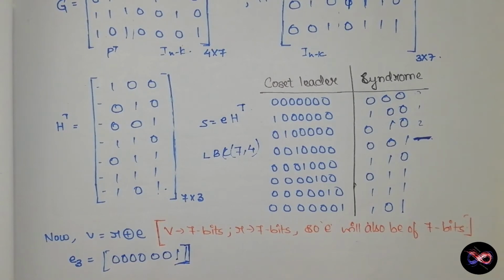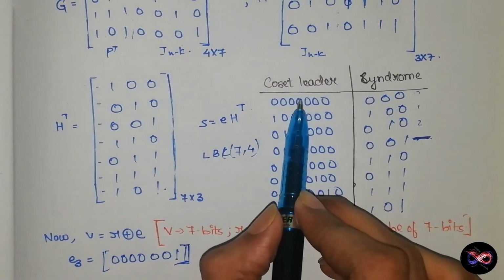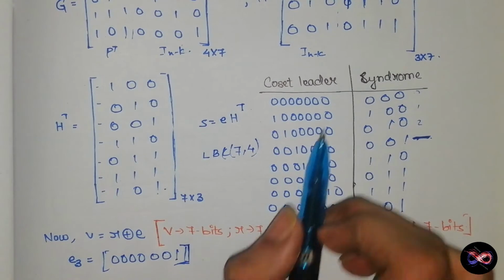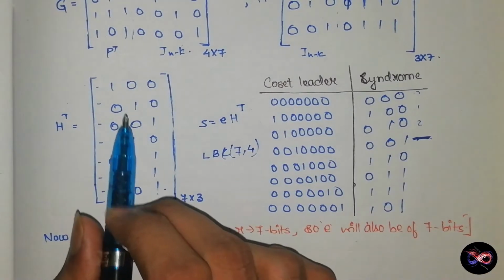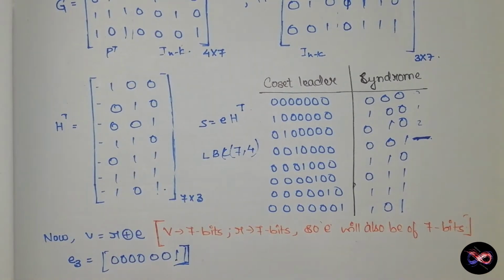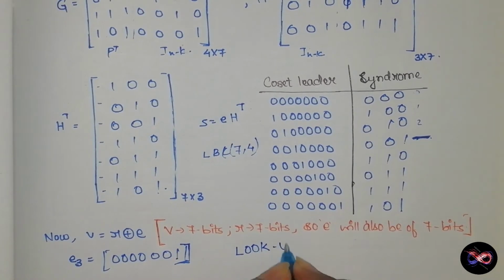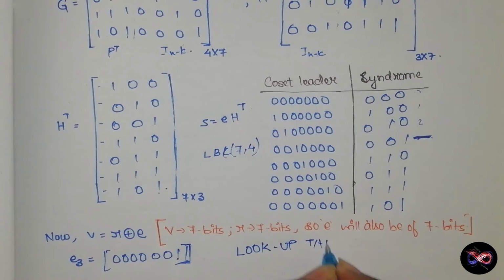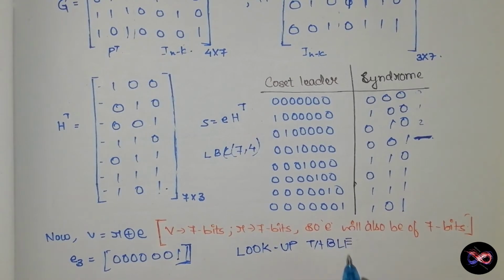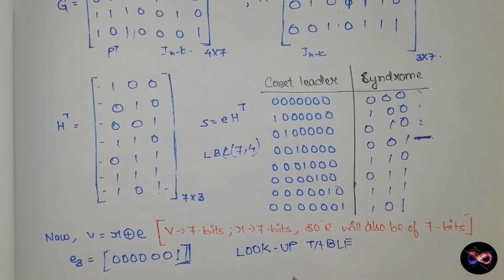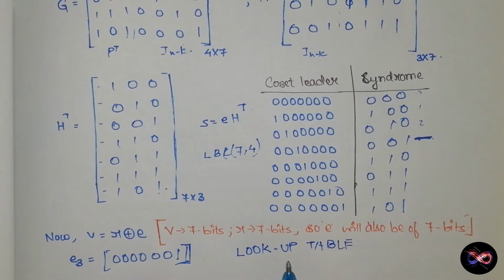By this simple method, we can find the error for each coset leader, and we make a decoding table. The decoding table is also known as the lookup table, as it is the table which we look up to evaluate any syndrome or error. So that is why it is also known as the lookup table. This was all about the decoding table or lookup table.